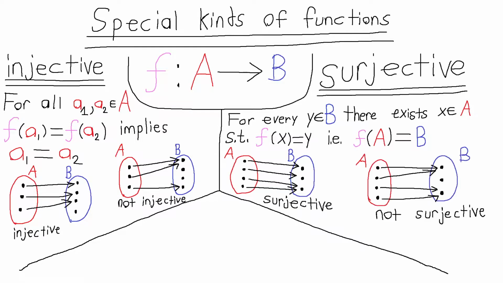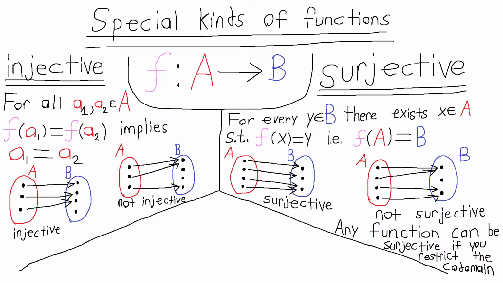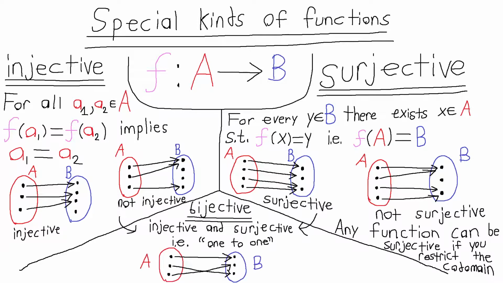If we again visualize f as being a set of arrows, we see that a function is surjective if there is an arrow pointing to every element of B. So the function f reaches every element of B. Also note that any function can be made surjective if you just restrict the codomain to the points in B that f actually reaches. Finally, we say that a function is bijective if it is both injective and surjective. Bijective functions map the elements of A to elements of B one-to-one, meaning that elements in A and elements in B are paired up uniquely.